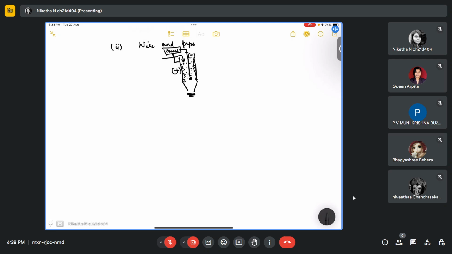Okay, we've seen electrostatic precipitators and gravity settlers. Now coming to the third type, which is the fabric filter. So can you tell me what is filtration? What is meant by filtration? Filtering, filtration.